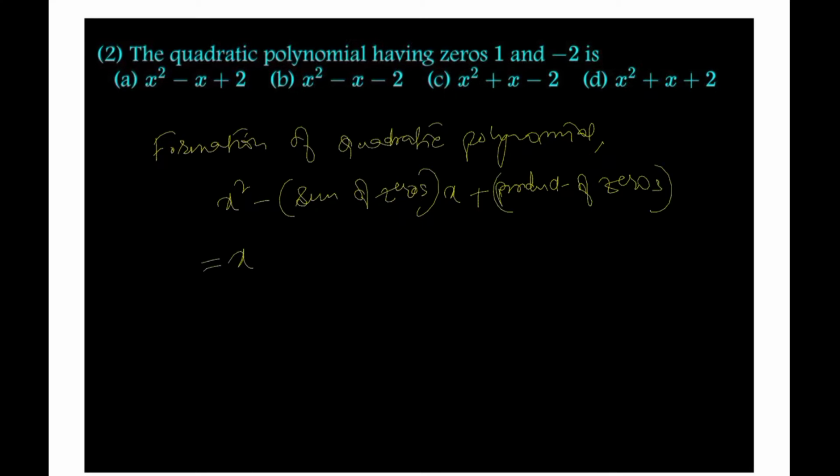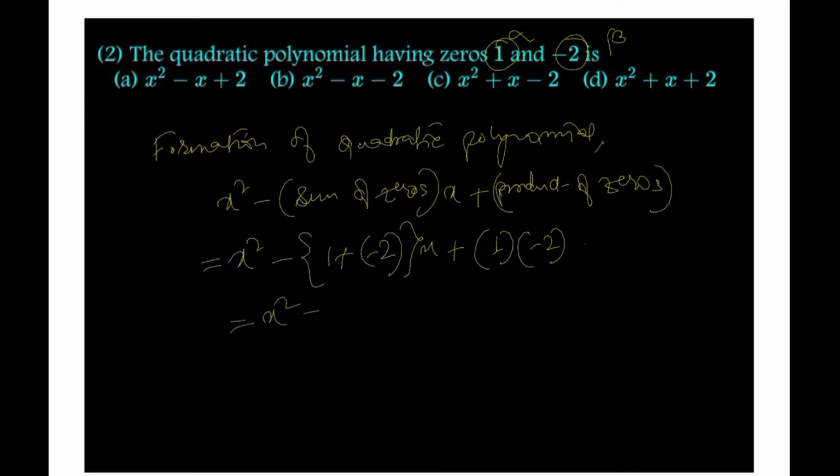And let's put the values of the zeros. x squared minus the sum of the zeros. Let's take 1 as alpha and minus 2 as beta. So the sum of the roots will be 1 plus minus 2, into x. And now the product of the zeros will be 1 into minus 2.